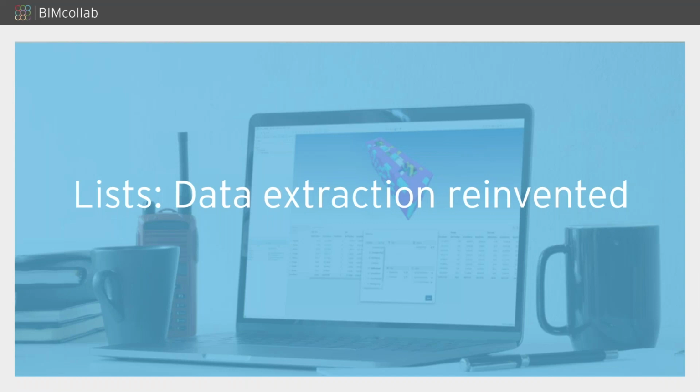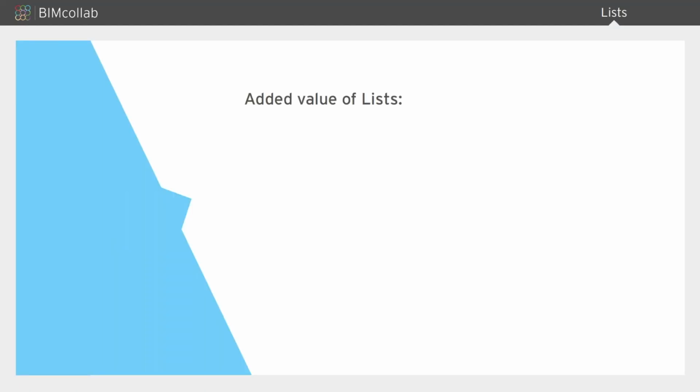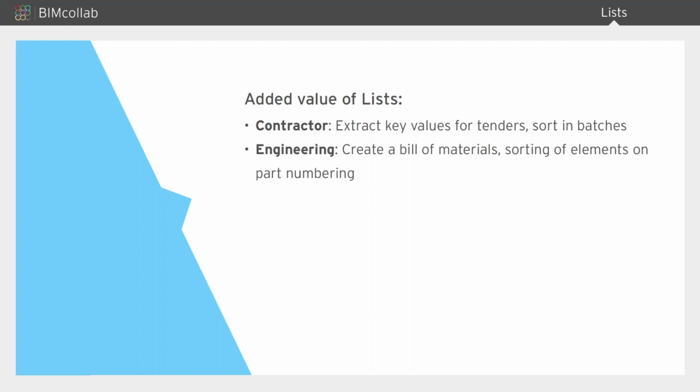Moving on to our main topic for today, data extraction reinvented. If we look at the topic of creating lists and what would be the added value of adding this to our BIMcollab workflow, we can first have an example for a main contractor that might want to extract key values to do tenders, or they want to sort in batches or work packaging and have those values defined. An engineer can create a bill of materials. They can sort elements on part numbering and such to create quantity lists.